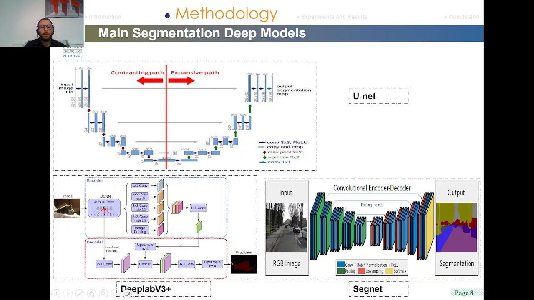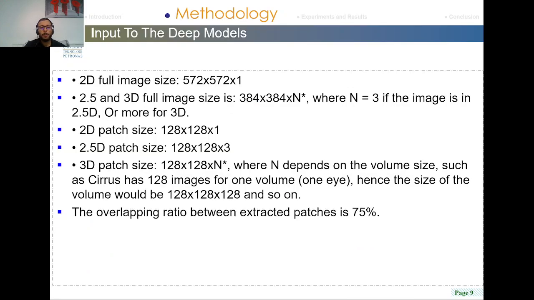And then we have DeepLab. It's a very good architecture which uses atrous convolution. And then you have SegNet, which is the same as the UNet, but instead of transferring the whole image, it just transfers the max pooling indices, which saves time and calculation.